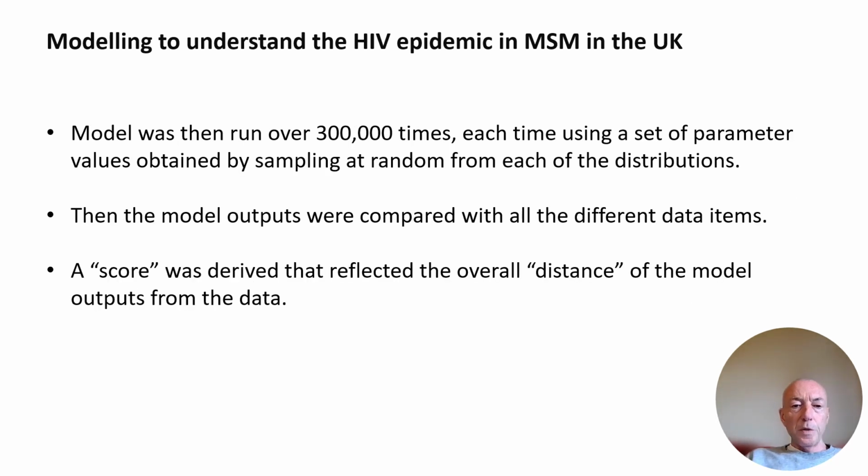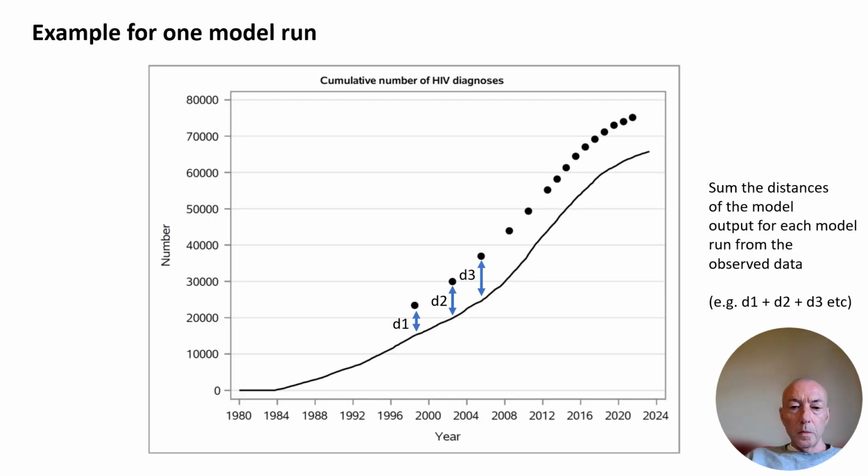The model was then run over 300,000 times, each time using a set of parameter values obtained by random sampling from each of the distributions. Then the model outputs were compared with all the different data items, and a score was derived that reflected the overall distance of the model outputs from the data. So what do I mean by this?